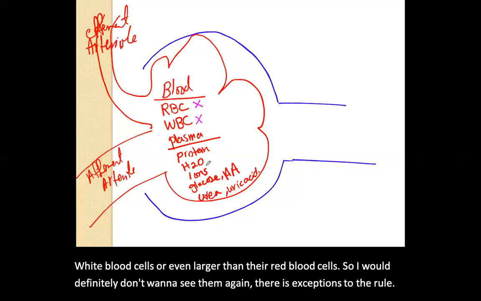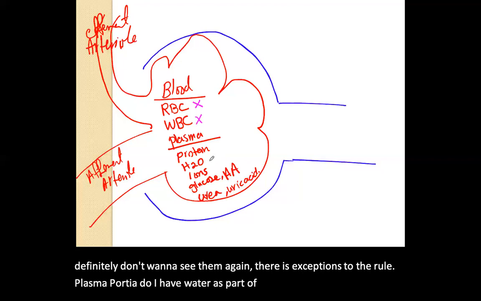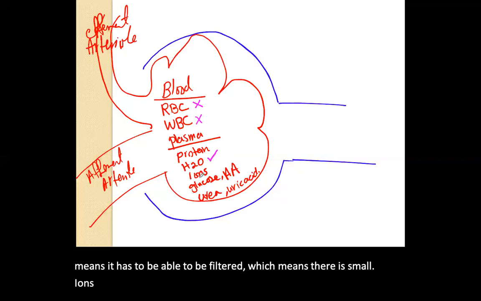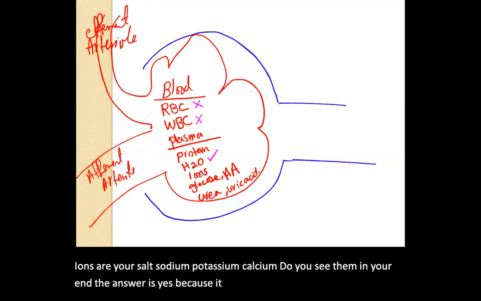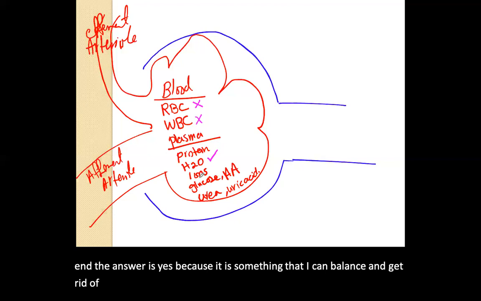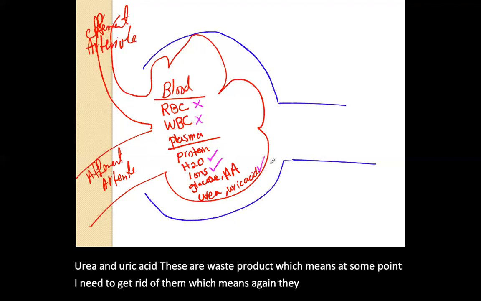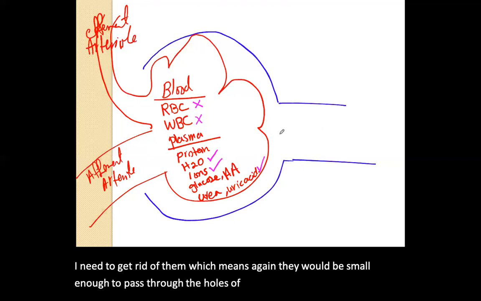Plasma portion. Do I have water as part of the urine? The answer is yes, which means it has to be able to be filtered, which means they're small. Ions. Ions are your salts, sodium, potassium, calcium. Do you see them in urine? The answer is yes, because it is something that I can balance and get rid of the extra ones if I have any, which means they should be able to also filter. Urea and uric acid. These are our waste products, which means at some point I need to get rid of them, which means, again, they would be small enough to pass through the holes of the glomerulus and get into my proximal tubules.